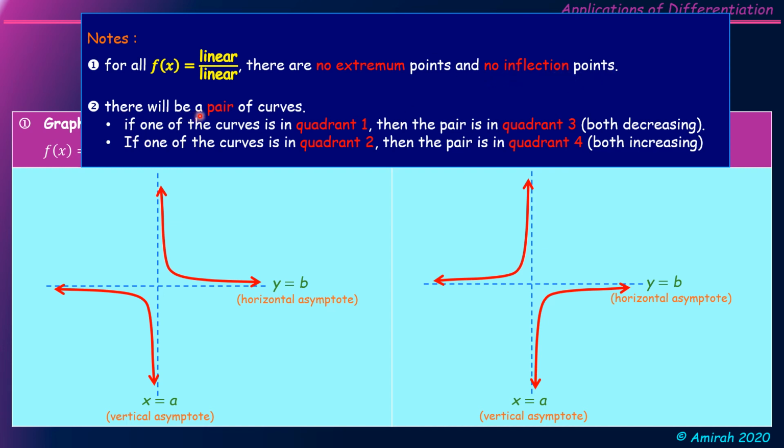There will be a pair of curves. If one of the curves is in quadrant 1, then the pair is in quadrant 3 and both are decreasing. And if one of the curves is in quadrant 2, then the pair is in quadrant 4 and both are increasing.